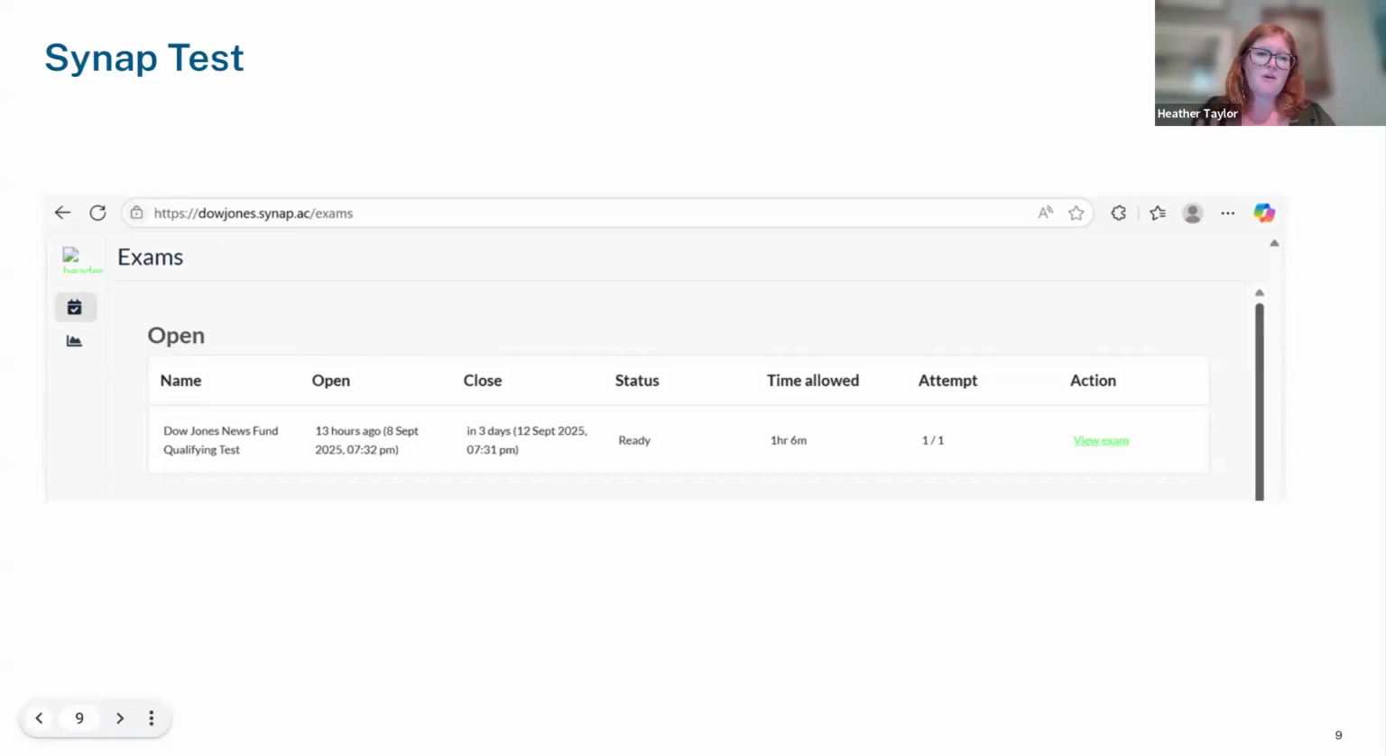So just be very careful once you get into Synap that once you start, you have to complete it. The test itself does not take long. The average time right now, when we're looking at how long people are taking to take the test, is anywhere from 15 to 30 minutes. I'd say the average is 25 minutes.